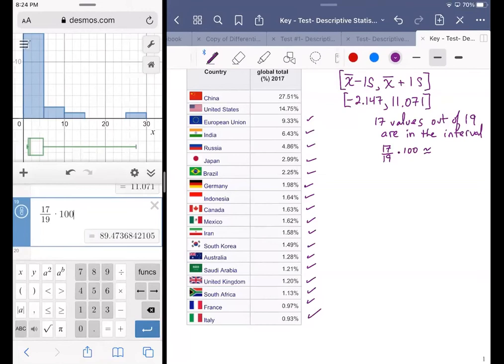So this is about 89.47%. That's not near 68%. So therefore, the 3 dots in the form of a triangle means therefore, we're looking at something that's not a normal distribution. All right.